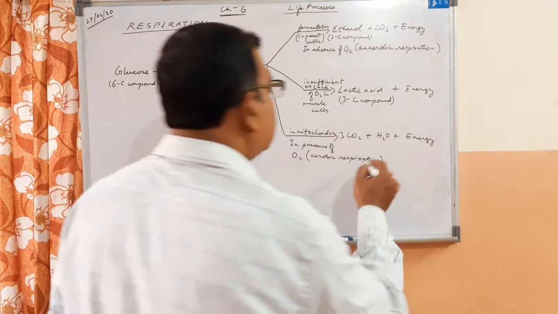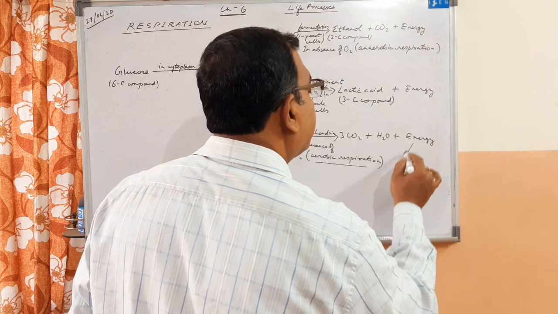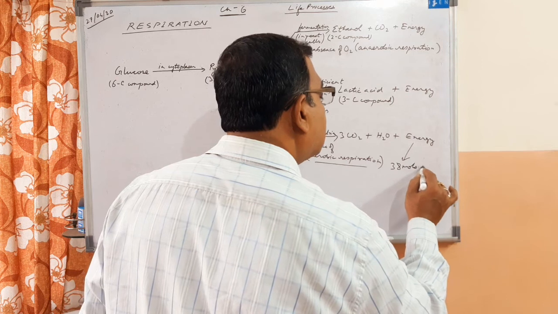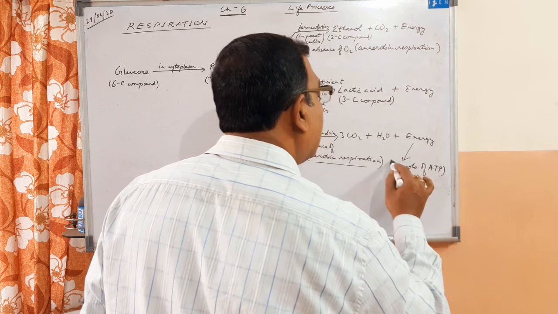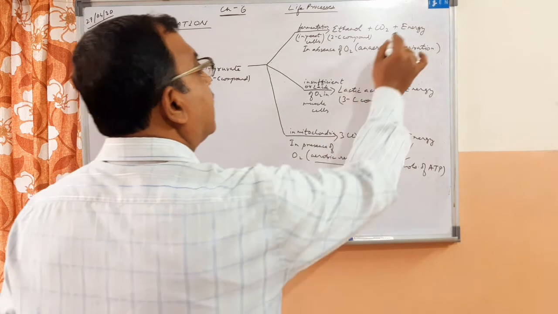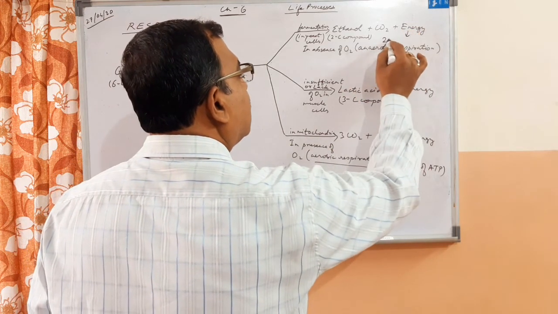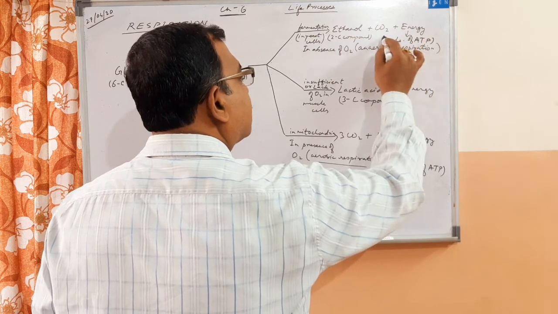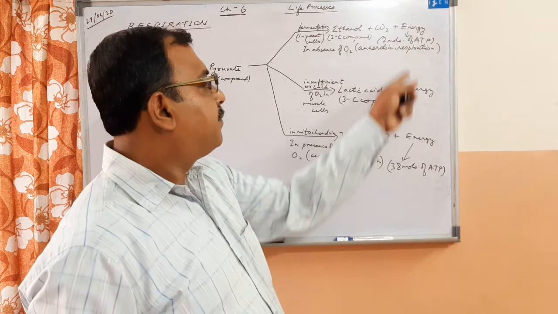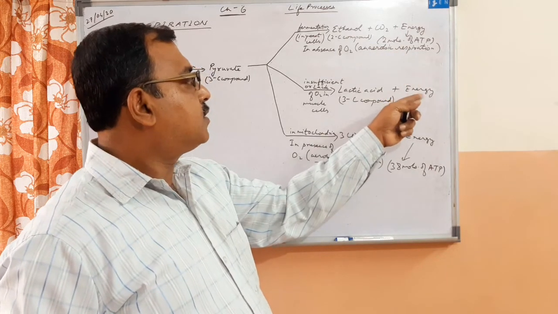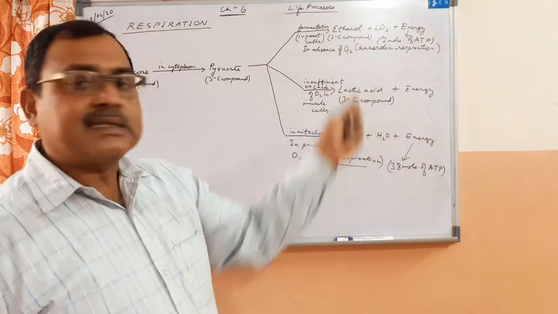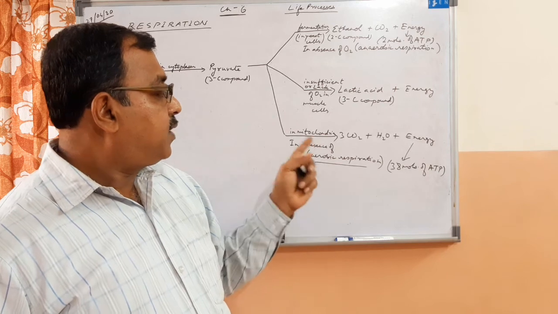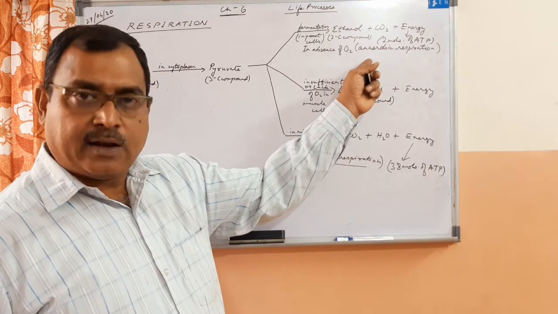Now the energy produced in aerobic respiration is 38 molecules of ATP. Whereas in case of anaerobic respiration, energy produced is only 2 molecules of ATP. So you can understand the difference. Here also same. Only 2 molecules of ATP is produced here. So a lot of difference is there between aerobic respiration and anaerobic respiration.